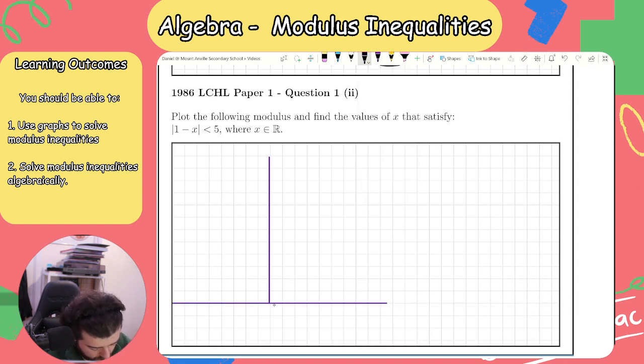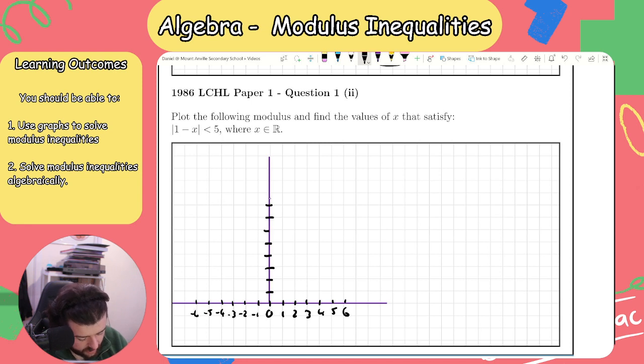So that's going to be 0, 1, 2, 3, 4, 5, 6, -1, -2, -3, -4, -5, -6. Probably a bit overkill, but you never know. Always do a big graph. So, you need to plot this modulus of 1 minus x.